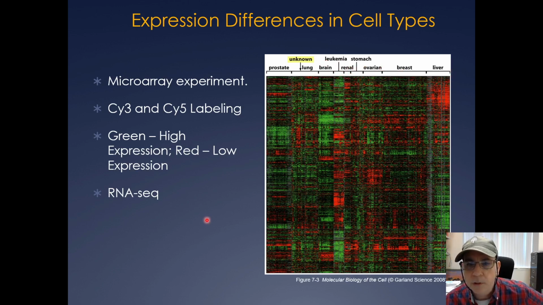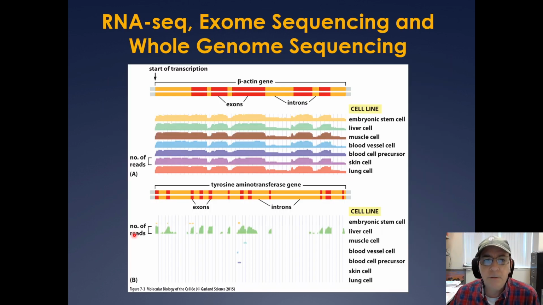And like I said, this was a really popular experiment in the late 1990s into about 2010, but it's since been replaced by this technology called RNA-seq, where you can actually go into a cell and sequence all of the RNAs, and based on the number of sequence reads that you get, you can tell the abundance of a specific RNA transcript. And here's sort of an example of that. Okay, so here you have up top the beta-actin gene. The yellow is the introns, and the red is the exons.